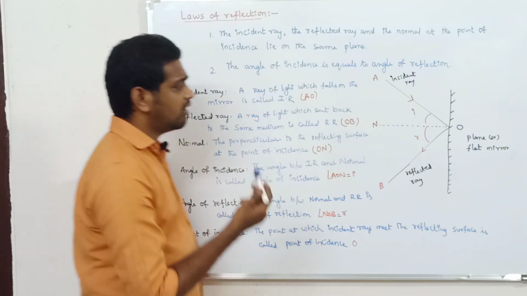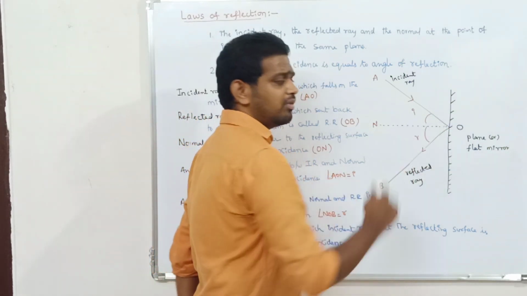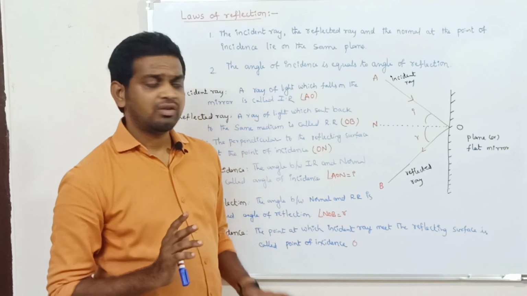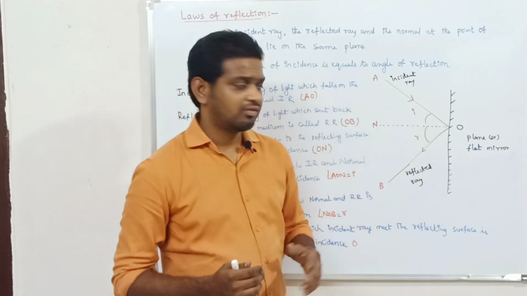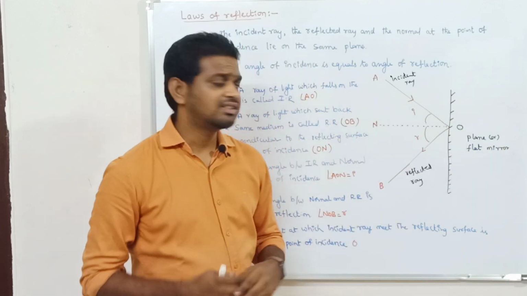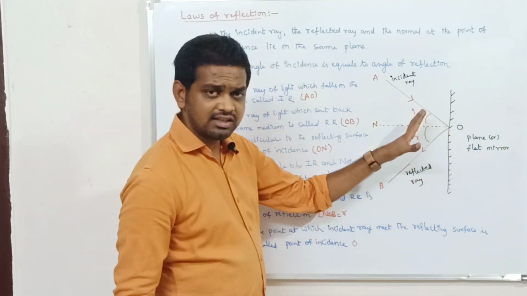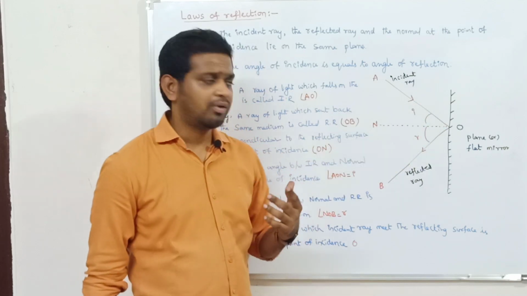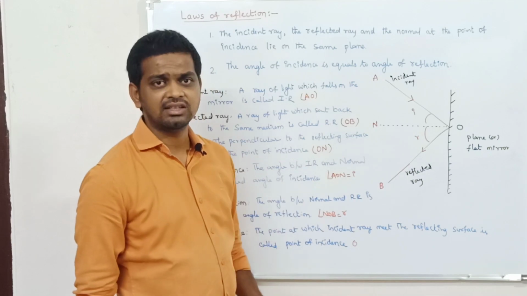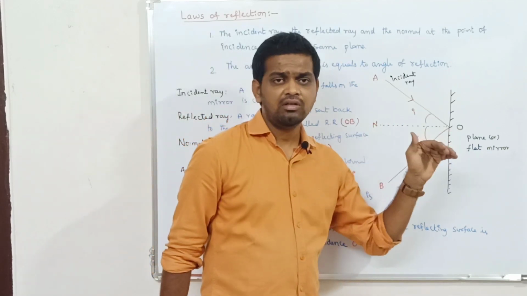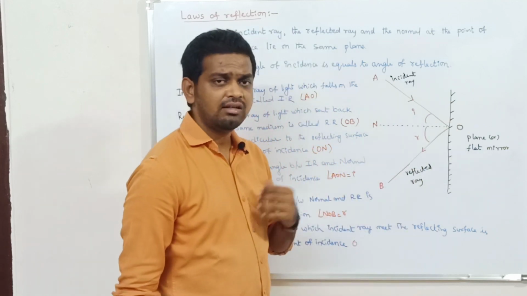Coming to the normal, it is nothing but an imaginary line. We are unable to see the normal by looking at the plane surface. It is an imaginary concept. Is it clear, children? So the normal is the perpendicular line which is drawn at the point of incidence. That is called the normal. Is it clear?